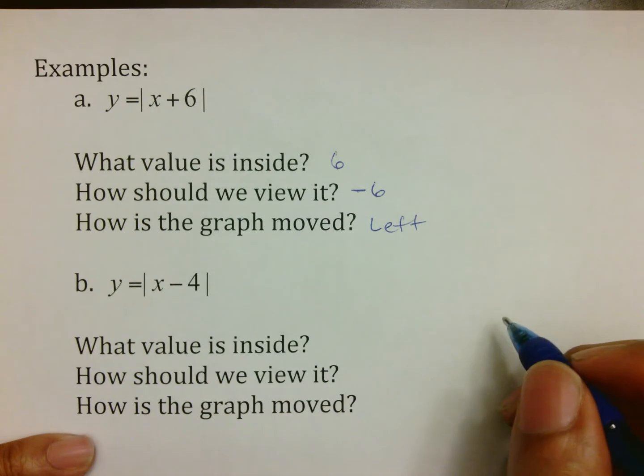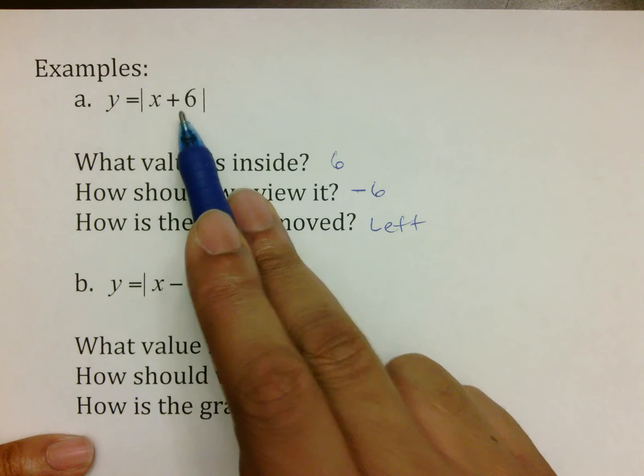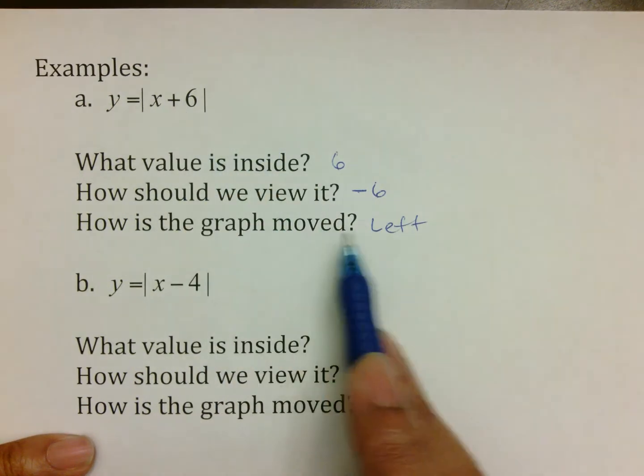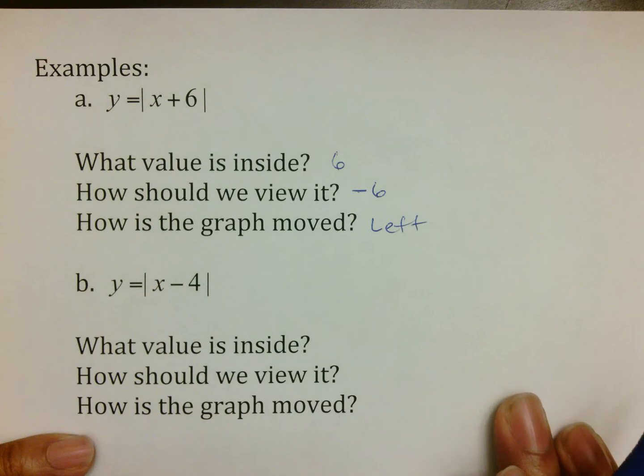And that's what you want to understand. Again, it's going to be moved left 6 because it's inside, not outside. If this 6 was outside, that would be up and down. This is the inside, which means it's left and right. And again, it's going to move left.